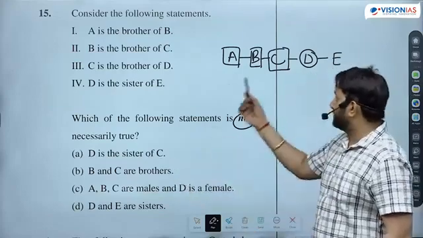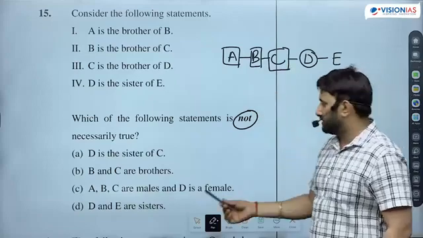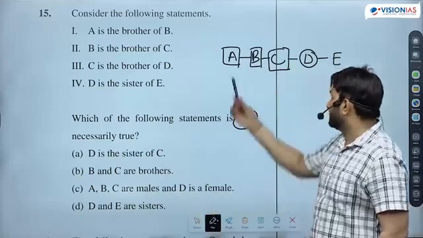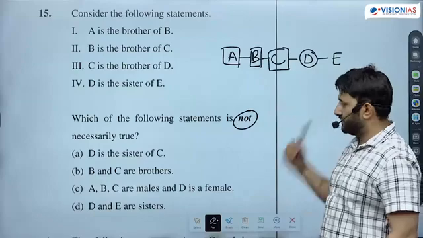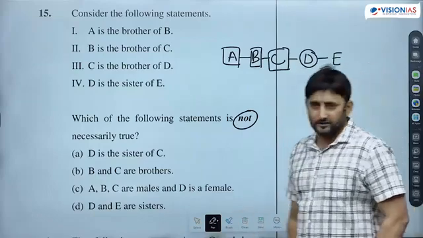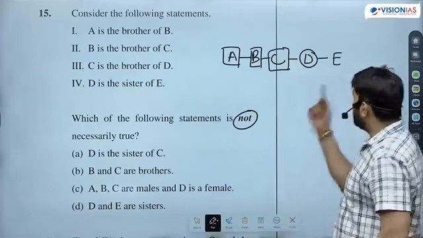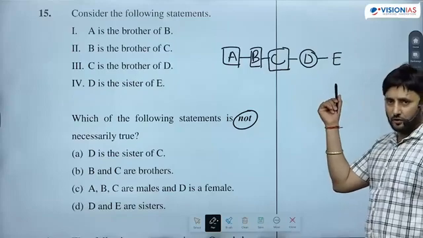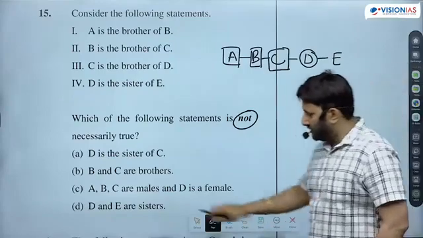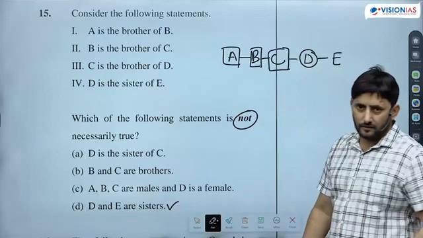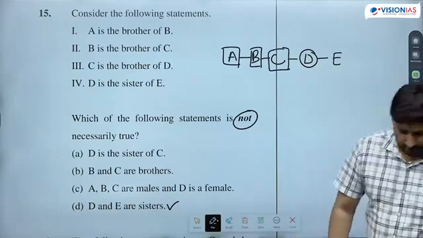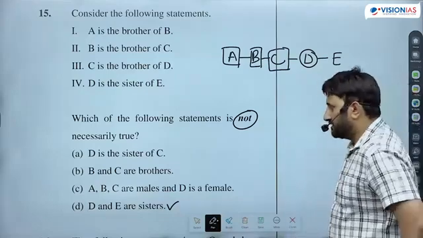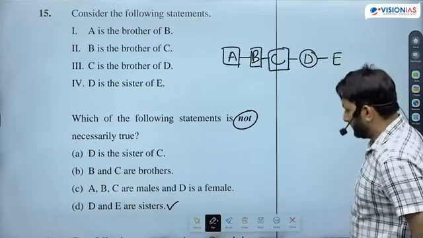B and C are brothers. Yes, both are male, they are brothers. A, B, C are males. Yes. And D is female. Yes. D and E are sisters. That is wrong, because we are not sure whether E will be a sister or a brother. So D need not be true. Not necessarily true. E can be sister also. Two possible cases exist.